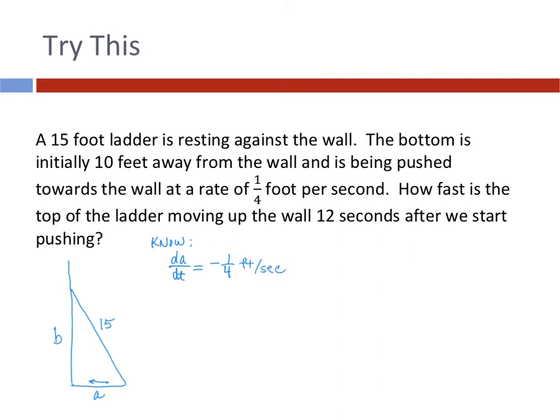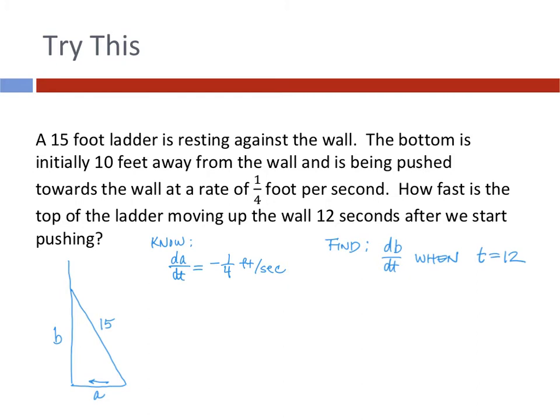Okay, and what do we want to find? Well, we want to find out how fast the top of the ladder is moving up the wall. So we want to find dB over dt. When in particular do we want to find it? We want to find it 12 seconds after we start pushing, so when t equals 12. All right, so we know dA over dt, we want to find dB over dt, so we need a relationship between those two things.